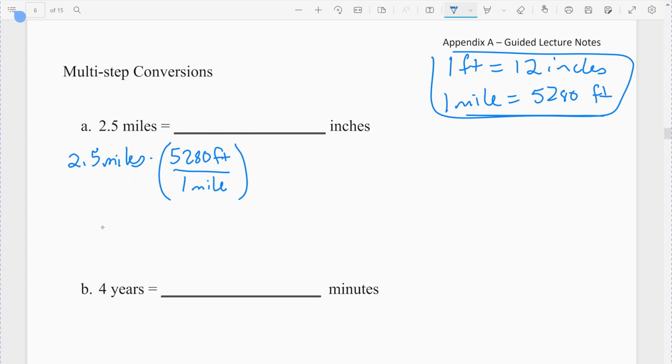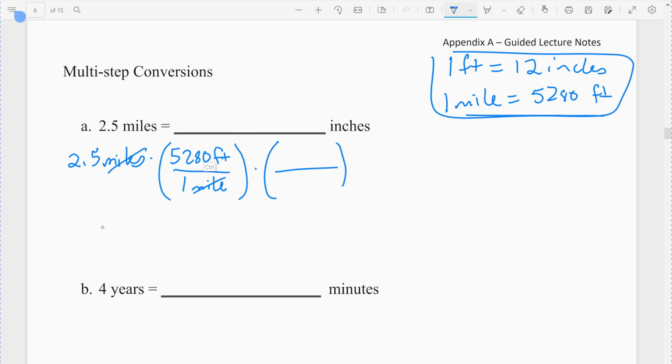All right. If you multiply that out, if you did it in just this one step right now, if you multiply 2.5 times the 5,280, that would give you how many feet are in 2.5 miles. Well, I don't want feet. I want inches. So right now, I've got the miles to cancel out, but my answer would be in feet. So I have to do one more conversion. I need to now multiply so that I get rid of feet, and I'm left with inches.